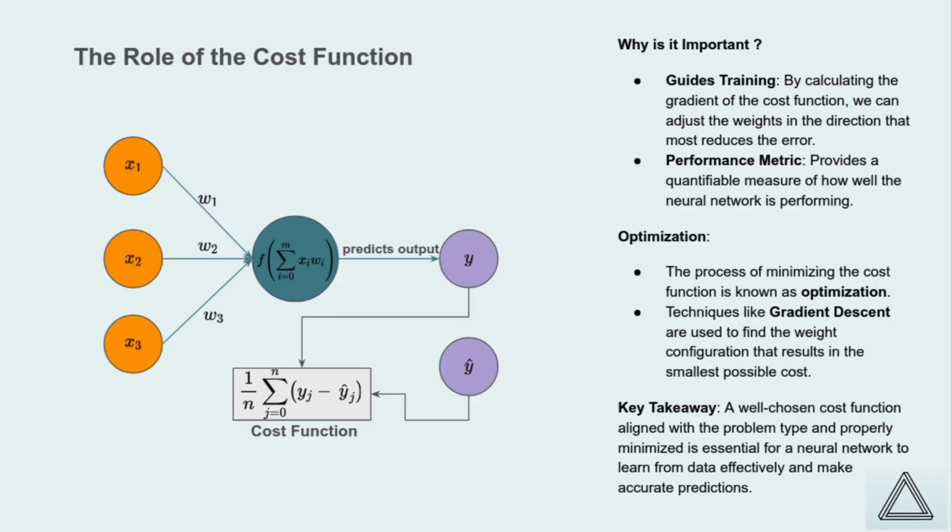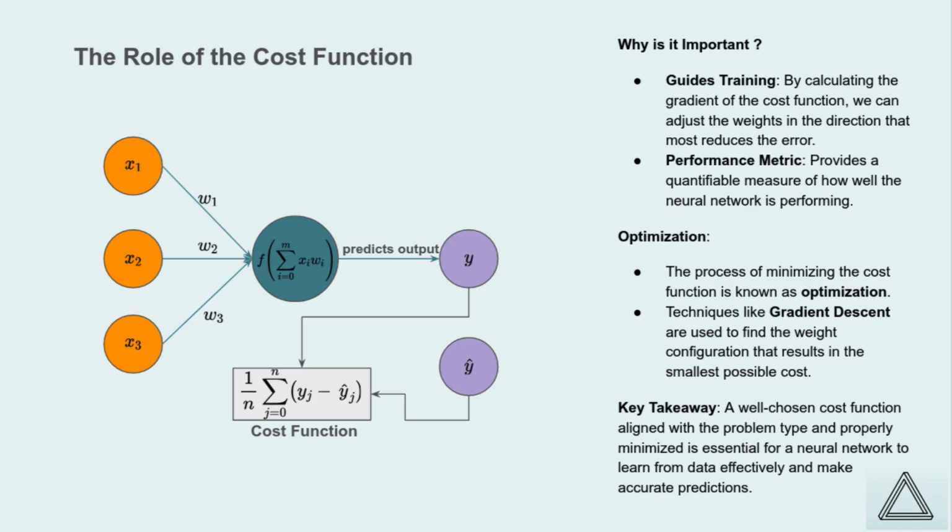In this segment, we turn our attention to the cost function, a pivotal concept in the realm of neural networks and machine learning. The cost function, also known as a loss function or error function, quantifies the difference between the predicted output, ŷ, of the network and the actual target value, y. Why is the cost function so crucial?